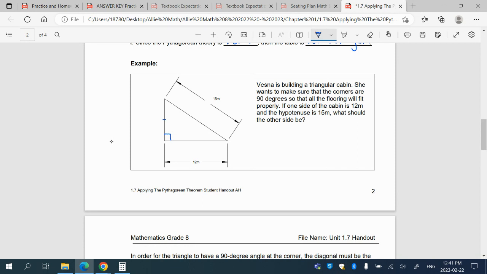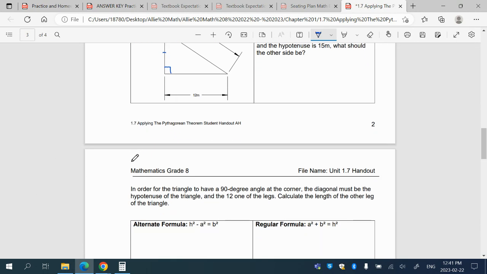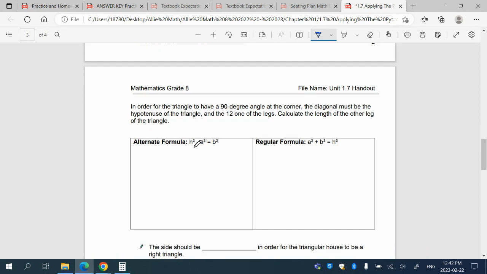Because you can tell if she accidentally makes it too long and it would go out here, it's not going to meet this side, and this angle would be too big. So she needs to make sure she makes this the correct length to make this a 90-degree angle. So let's check. Here we go. In order for the triangle to have a 90-degree angle at the corner, the diagonal must be the hypotenuse of the triangle and the 12 one of the legs. So calculate the length of the other leg of the triangle.